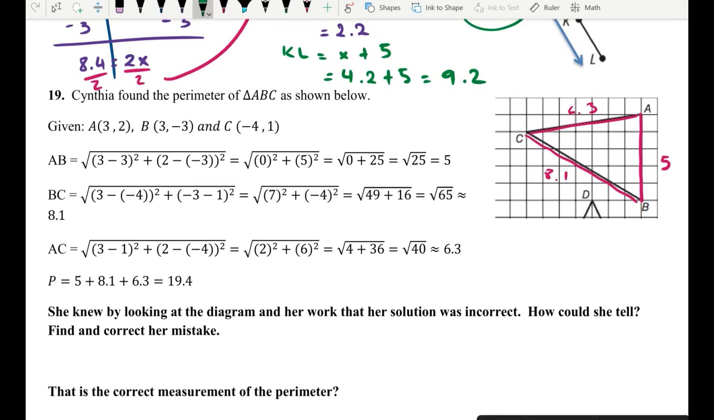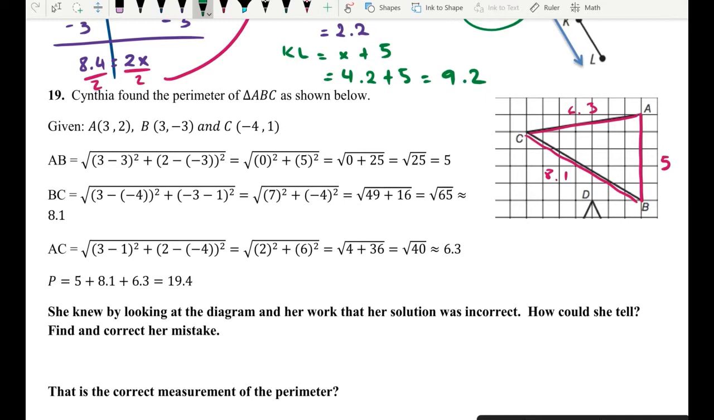She knew by looking at the diagram that her solution was incorrect. Okay, we know it's incorrect. How could she tell, find and correct her mistake? And what is the correct measurement of the perimeter?